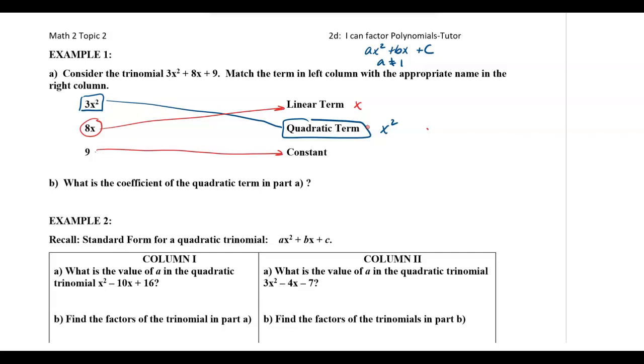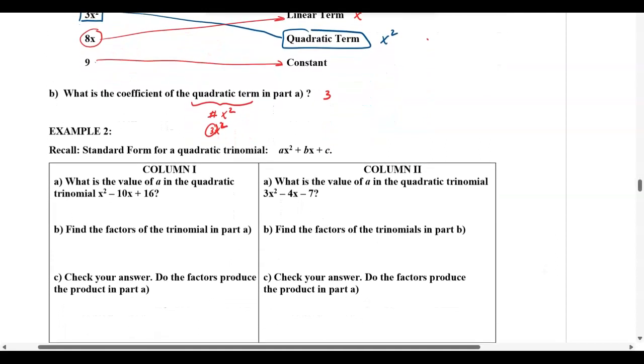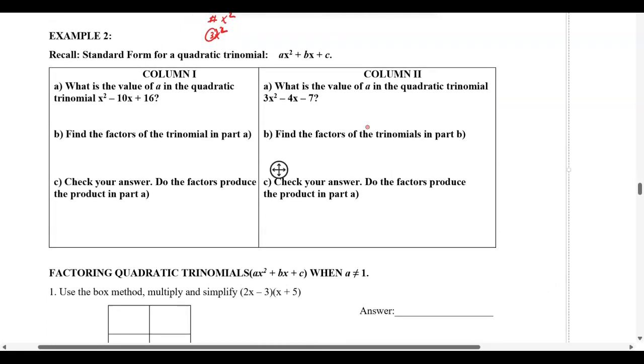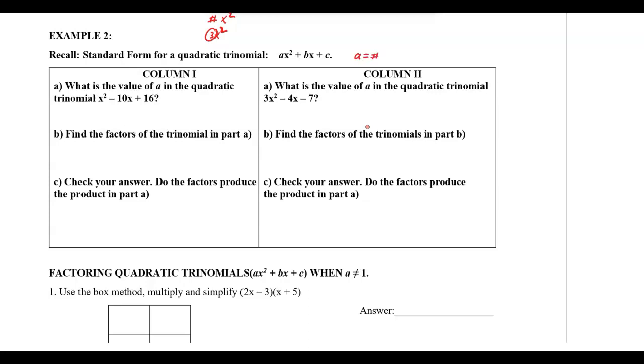So what is the coefficient of the quadratic term in part A? When I look at it, what's the number in front of the x squared? Remember, the quadratic term tells me to look for x squared, and the coefficient is the number in front. So if I look at 3x squared, what is the coefficient of this term? 3. Okay, terminology plays a key role as we're going through this. So now, the standard form of a quadratic is ax squared plus bx plus c, but now we know a is going to be a number other than 1.